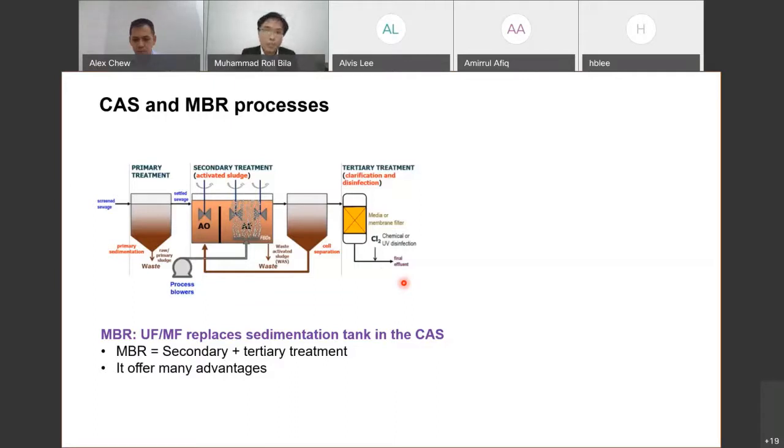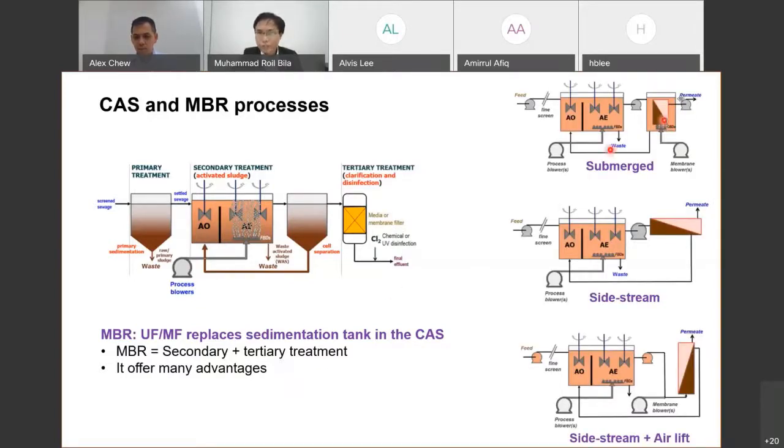What MBR does is basically employ ultrafiltration or microfiltration to replace this unit, the sedimentation tank. And when we replace the sedimentation tank with membrane filtration, we get the whole of this. Instead of getting only the secondary treatment, we will also have an effluent quality that meets the combination of secondary and tertiary treatments. And there are many advantages that I will discuss later on.